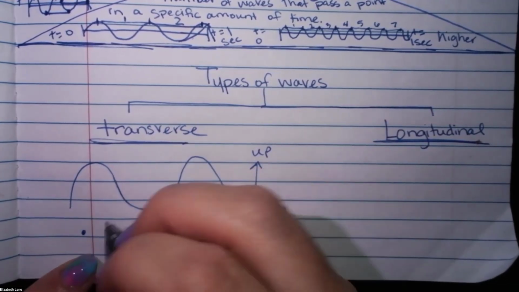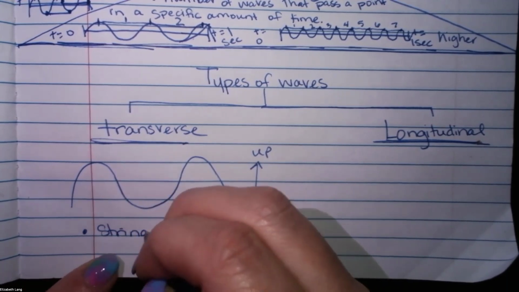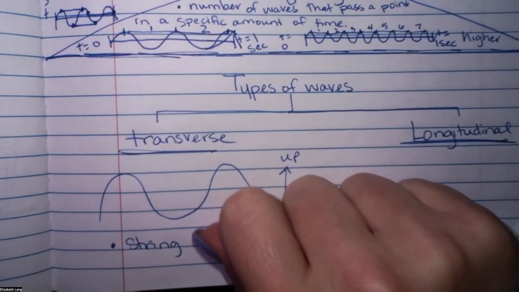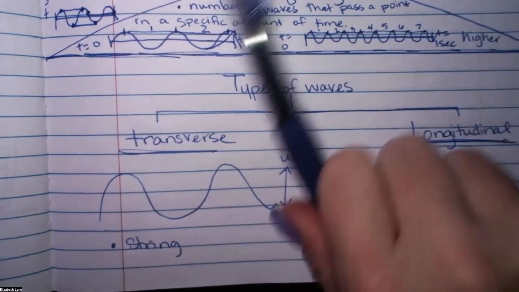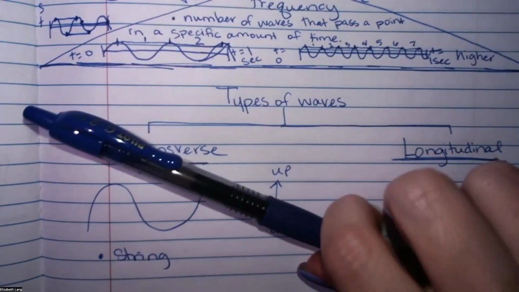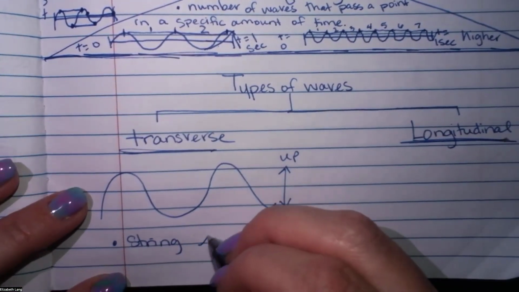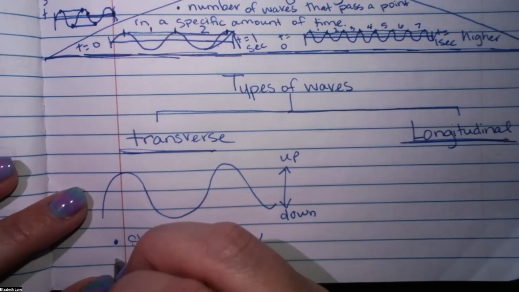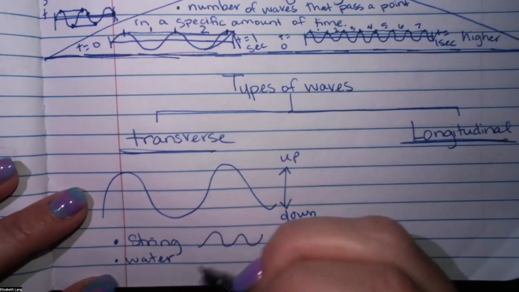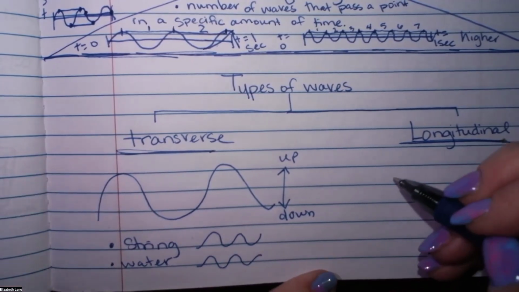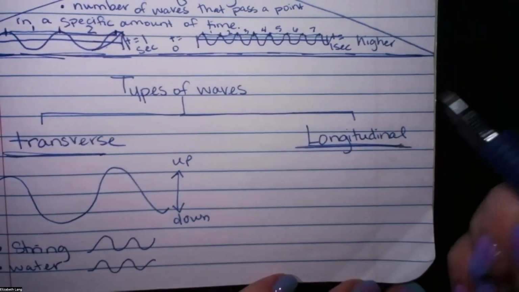Okay. Examples of transverse waves are a string. If you had a string and you flick the string like this, that would be a transverse wave. Water ripples. These are transverse waves. Longitudinal waves, watch how I'm going to draw this carefully.